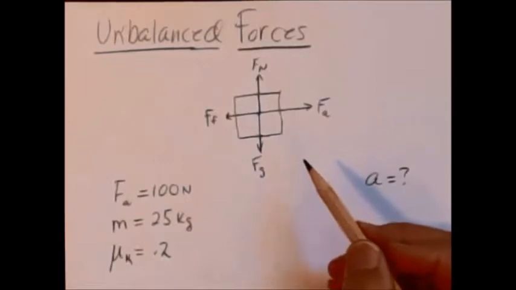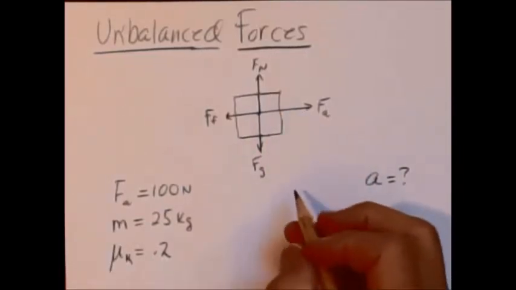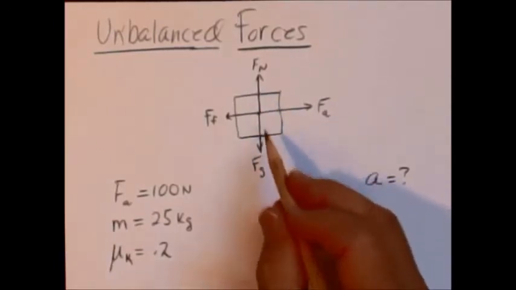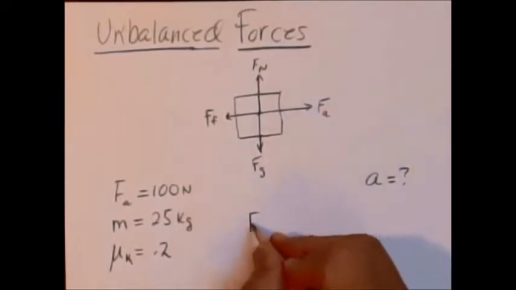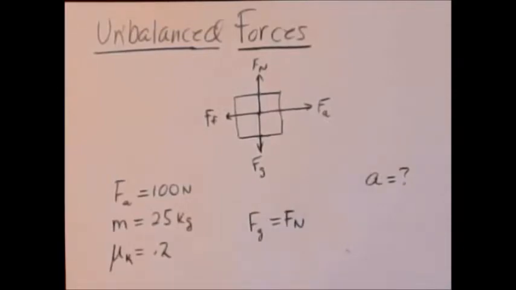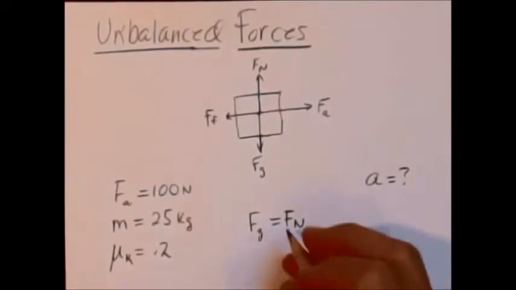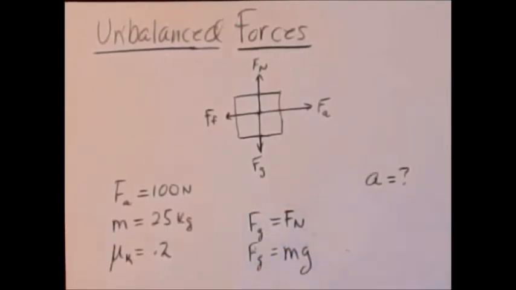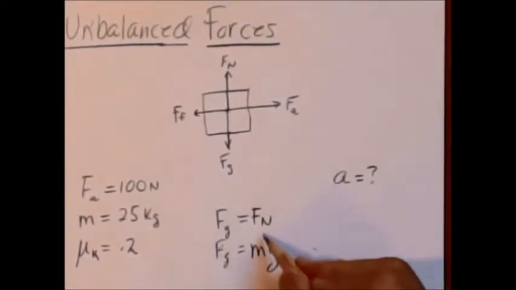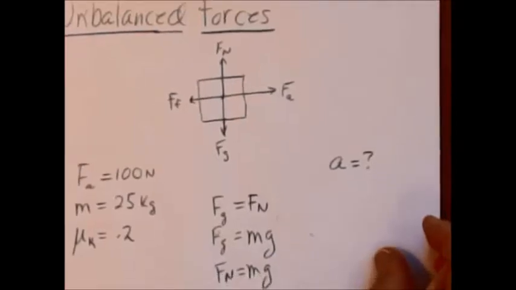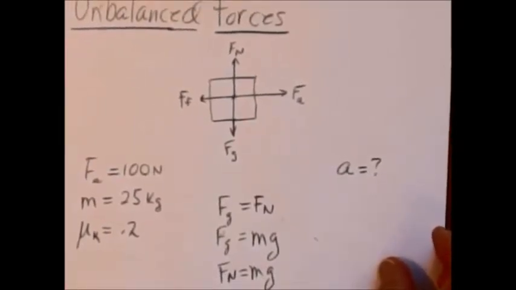Looking at the free body diagram, there are some things that should jump out at us. The normal force and the force of gravity are in balance because the box isn't going up and down. So the force of gravity is equal to the normal force. And while we're at it, we can also say that the force of gravity is equal to the mass of the crate times the acceleration of gravity. So, given these two situations, we could say that the normal force, therefore, is equal to the mass of the crate times the acceleration of gravity.